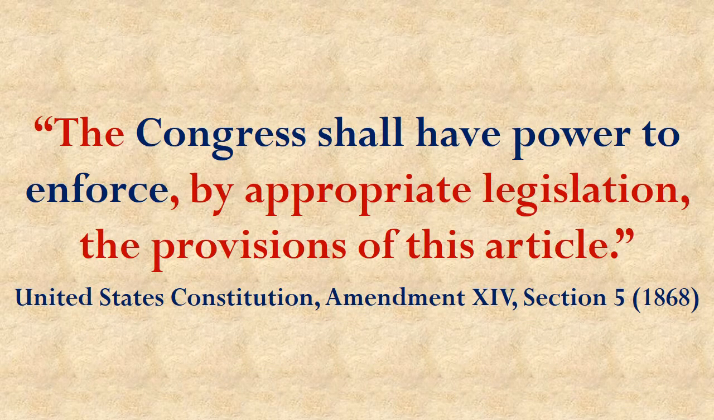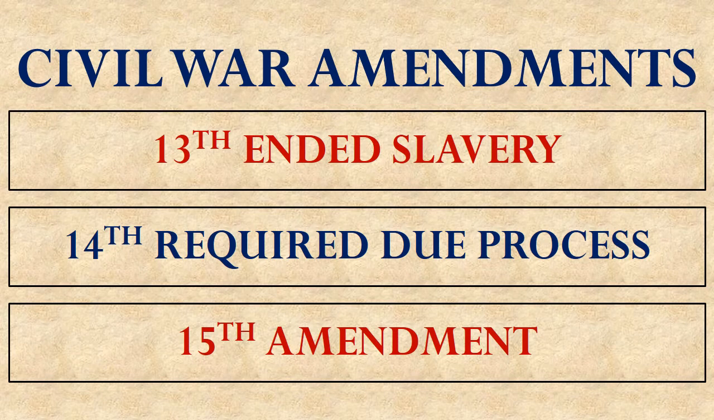The 14th Amendment, after telling the states what they were no longer allowed to do, then granted Congress again power to enforce the amendment. So if the states didn't obey, Congress could pass laws that would find some way to force the states to obey. So the 14th Amendment required due process, among other things. But that's the easiest one to remember for right now. We'll actually come back to the 14th Amendment in detail later in the course.